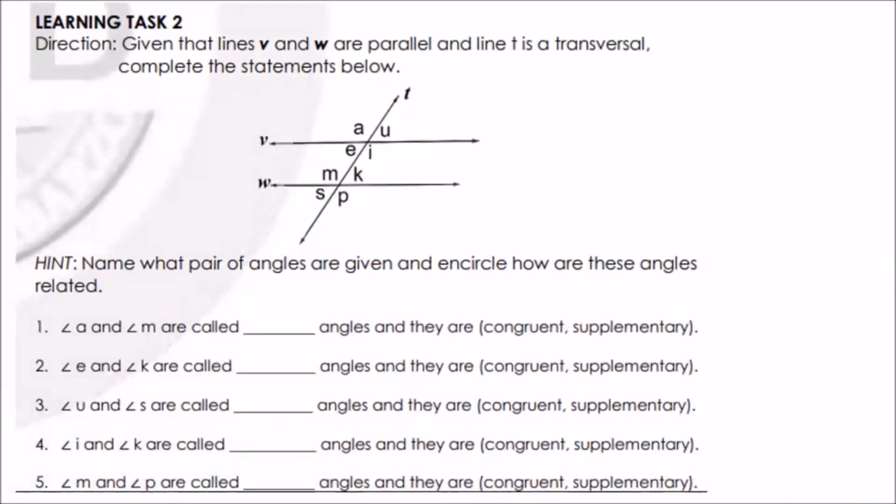Now, learning task 2. Given lines B and W are parallel and line P is a transversal. Complete the statement below. Angle A and angle M are called, you will choose your answer there, congruent or supplementary. Encircle it, meaning copy the answer. So that is all you need to answer. Go back to our lecture about the properties of transversal and angles formed.